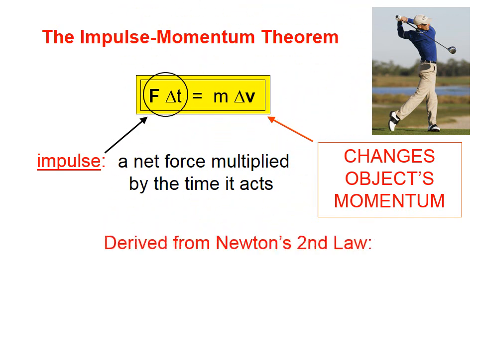Now this theorem, this equation, is really nothing more than Newton's second law. Newton's second law said a net force is equal to a mass times an acceleration. Well, an acceleration by definition is the change in velocity over change in time. So if I take this delta t and move it onto the other side of the equation next to the F, you can see that I get the impulse momentum theorem.